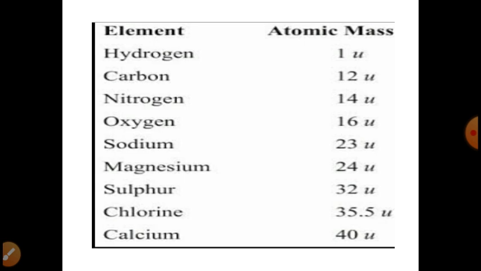This slide shows the atomic mass of different elements starting from hydrogen, carbon, nitrogen, oxygen, sodium, magnesium, sulfur, chlorine and calcium. You can see u is the unit given for atomic mass. u is unified mass, which is equal to 1 by 12th the mass of one carbon atom.